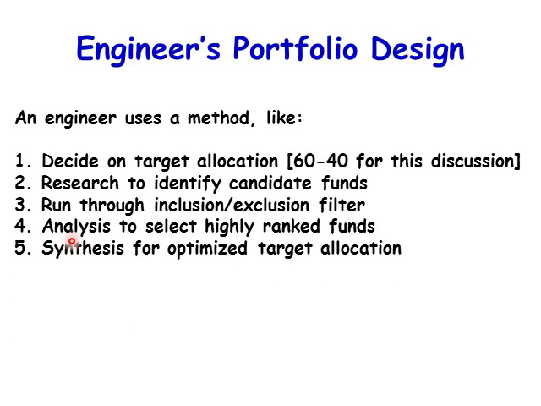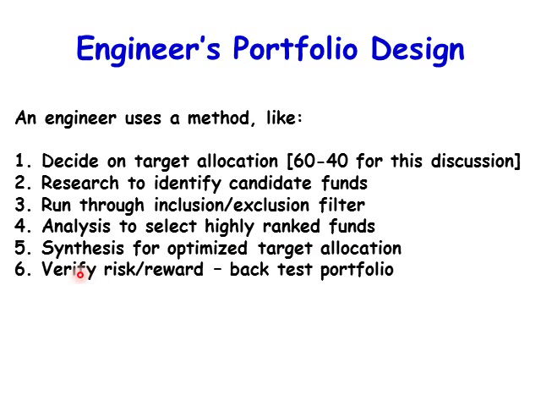Okay, let's continue here. Then we synthesize that: synthesis for optimized target allocation. Then we have a target allocation, which is 60-40 here. We will try to optimize the allocation. Let us continue, and then verify the risk and reward by back testing the portfolio, that is, what kind of risk I'm taking for what kind of reward I'm getting. Okay, let's continue. We back test the portfolio. Let's continue.